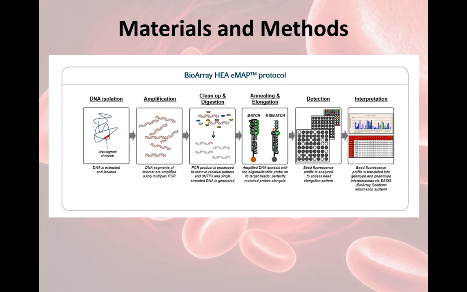When a perfect match is formed, the probes will elongate. Once elongation has occurred, the target bead will fluoresce, and a specific bead fluorescence profile is created and analyzed depending on which beads have elongated. The bead fluorescence profile is translated using BASIS, or BioArray Solutions Information System, a software available from the company to laboratories, which will interpret and translate the genotype and phenotype interpretations based on the output of the assay.